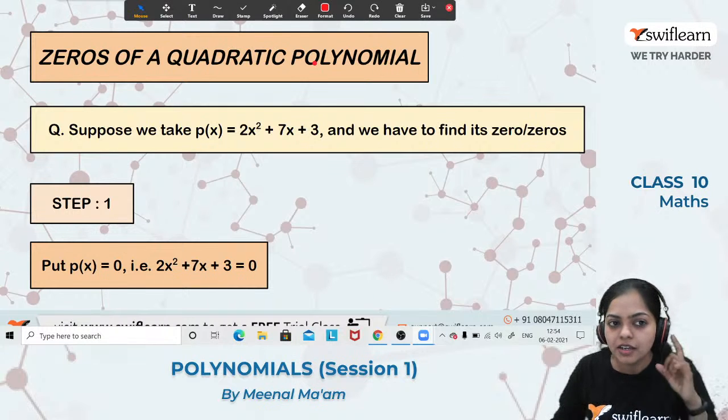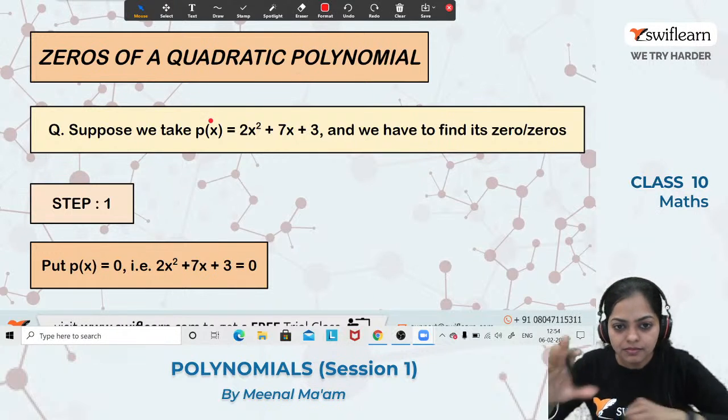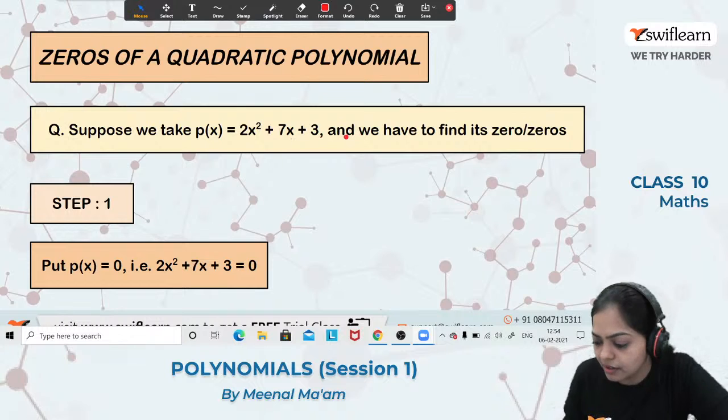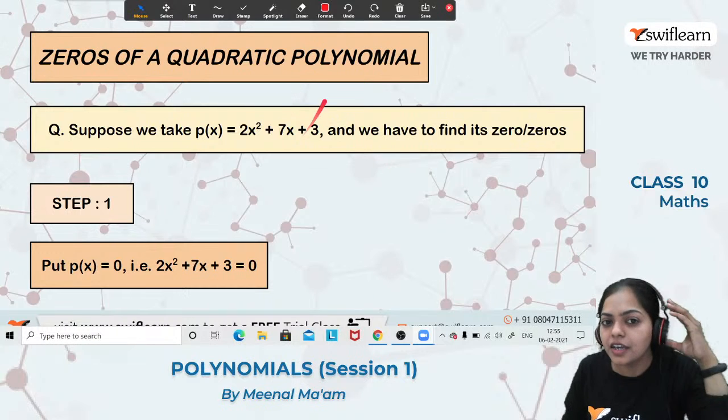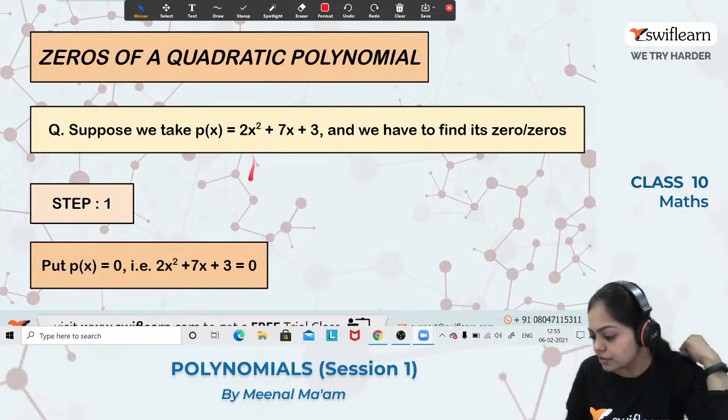Next we will discuss how to find the zeros of a quadratic polynomial. For this, let's take an example. Suppose px is 2x square plus 7x plus 3. We have to find the zeros, because it is a quadratic polynomial. What is the degree of a quadratic polynomial? Its degree is 2, its maximum power is 2. So it consists of 2 zeros.